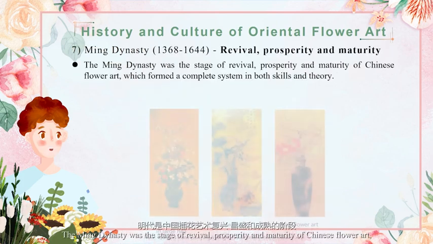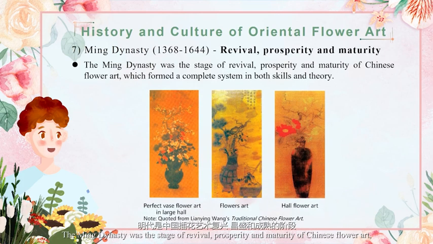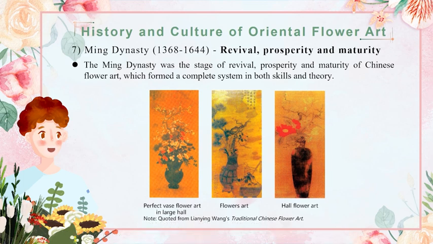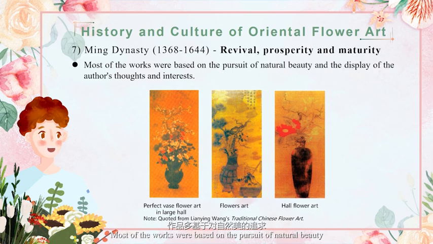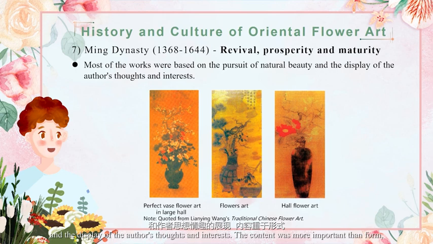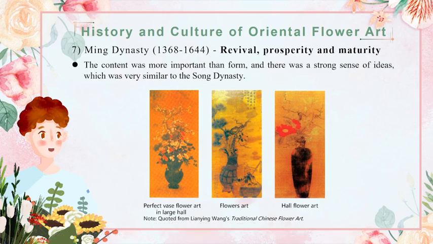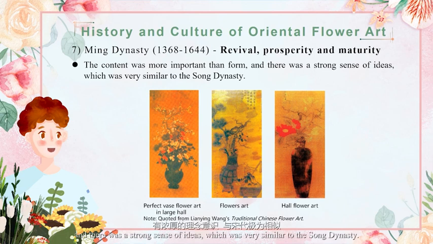The Ming Dynasty was the stage of revival, prosperity and maturity of Chinese flower art, which formed a complete system in both skills and theory. Most of the works were based on the pursuit of natural beauty and the display of the author's thoughts and interests. The content was more important than form, and there was a strong sense of ideas, which was very similar to the Song Dynasty.